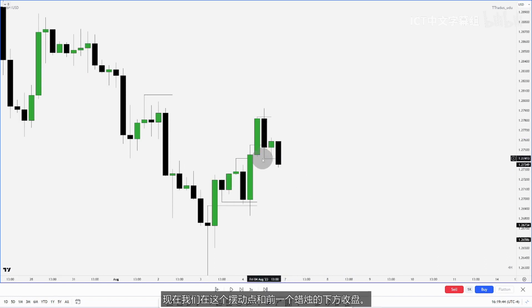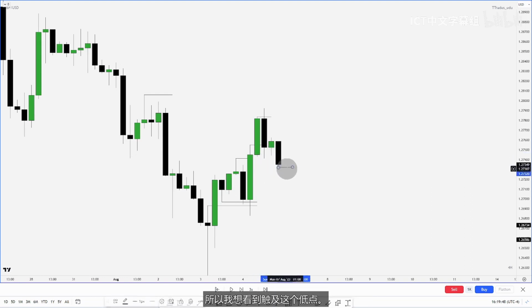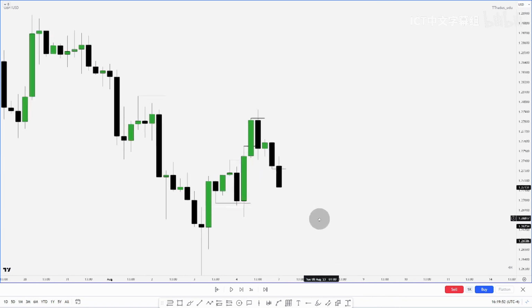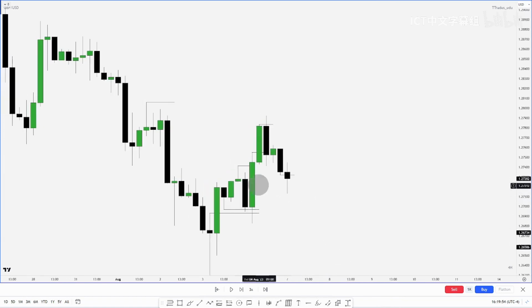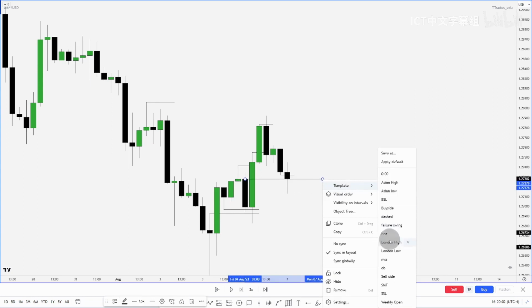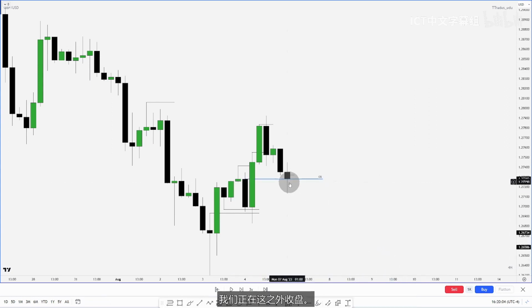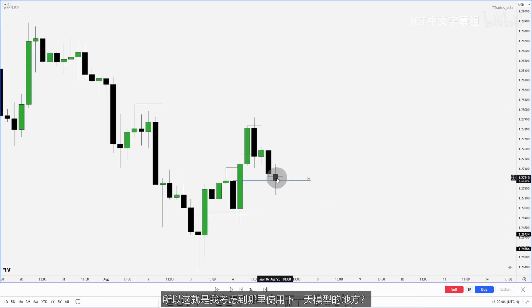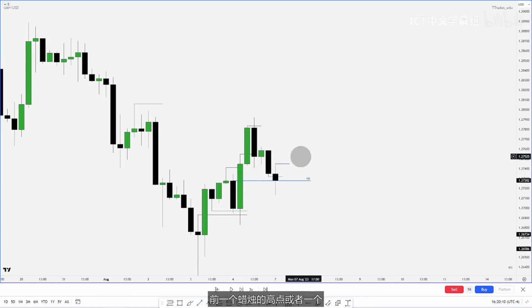Now we close below this swing point and our previous candle. So I'd want to see it reach for this low. Here we reach into here, and this is when I start to look left, right? Although we are closing out, we're in an uptrend, and now we're being supported by an order block. We're closing outside of this, so this is where I'd be considering a next day model to reach where? Previous candle's high or a swing high.